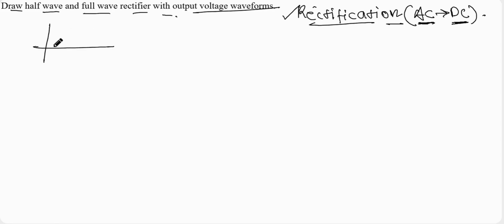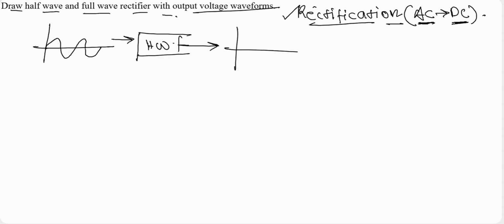Suppose this is the input voltage wave, which is varying like this. This is passed through a half wave rectifier. Then the output voltage will be like this. As we can see, at the input side, the voltage waveform had a positive half cycle as well as a negative half cycle. But in the output side, we are only getting the positive half cycle portion.